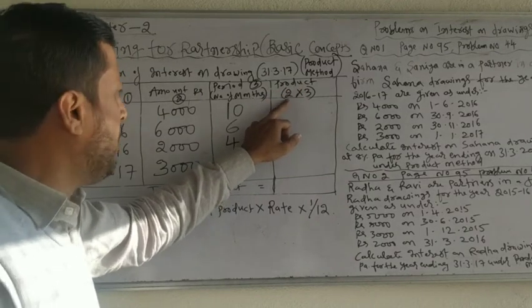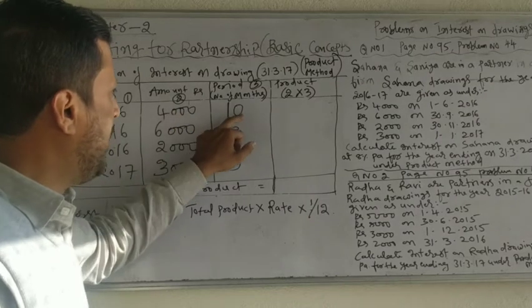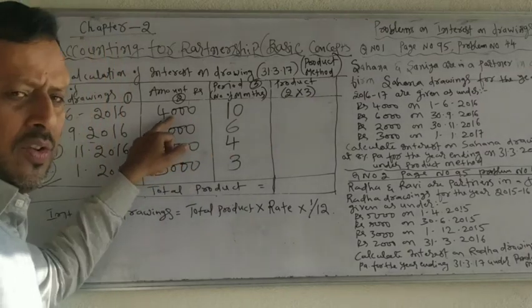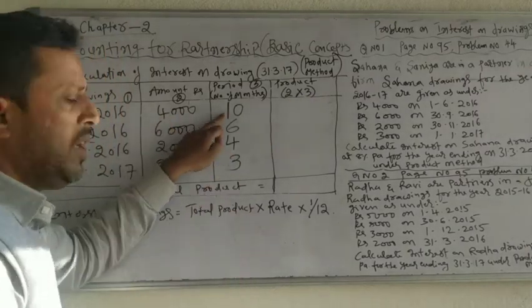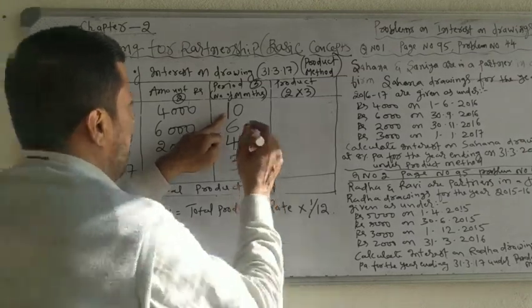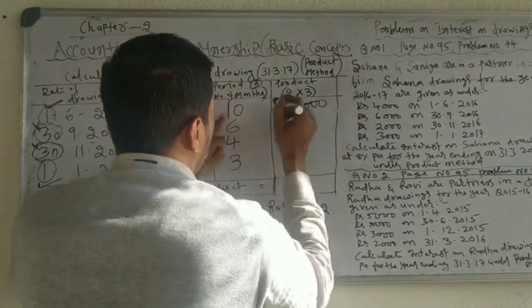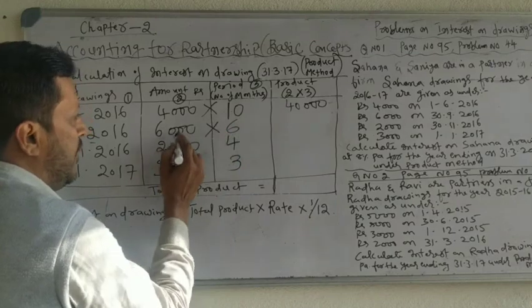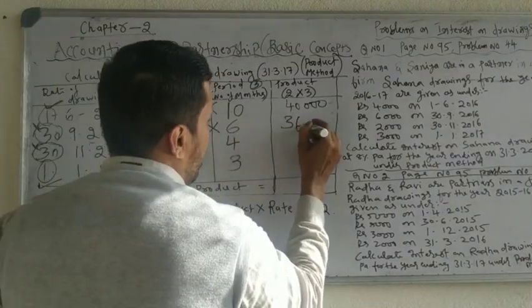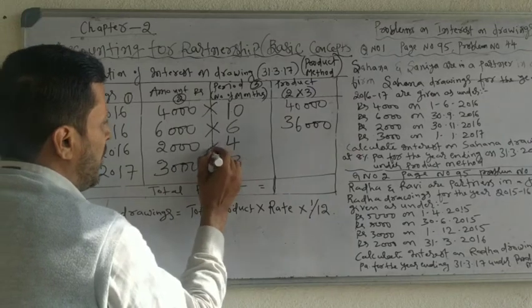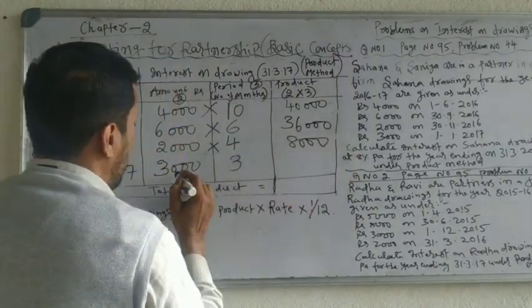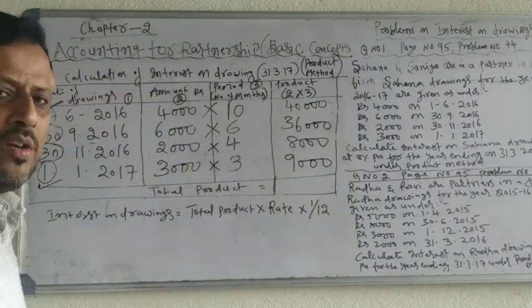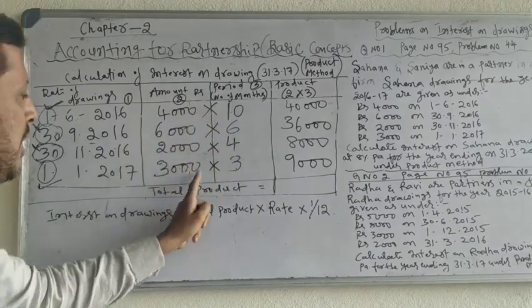Product you will get by multiplying column number 2, amount, by number of months. See, 2 multiplied by 3. Column 2 is amount, 4,000, multiplied by column 3, number of months. So it comes to 40,000. 4,000 into 10, 40,000. 6,000 into 6, 36,000. 2,000 into 4, 8,000. 3,000 into 3, 9,000. So you got the product. If you multiply amount into months, you will get the product.